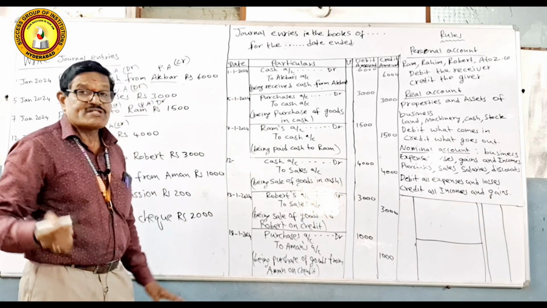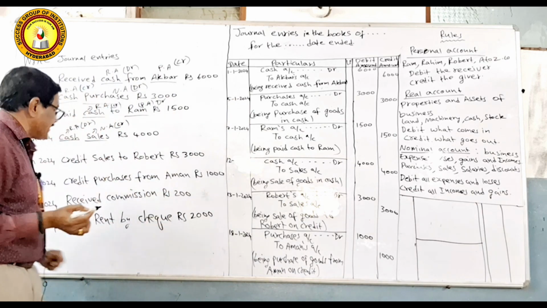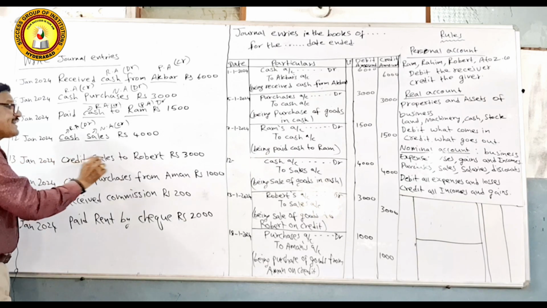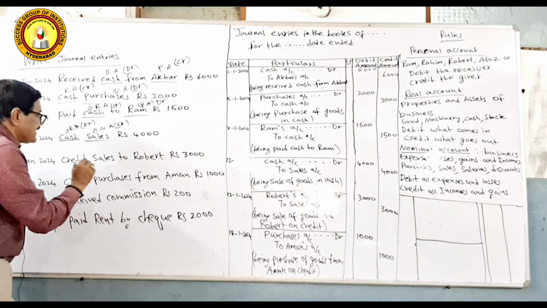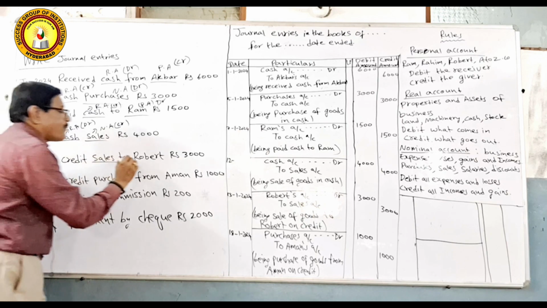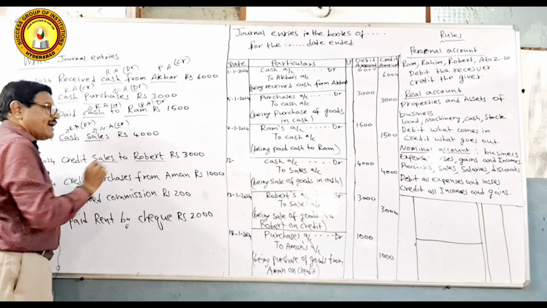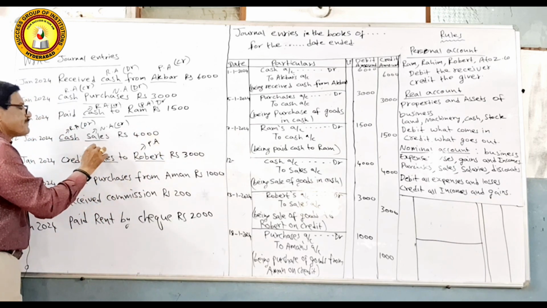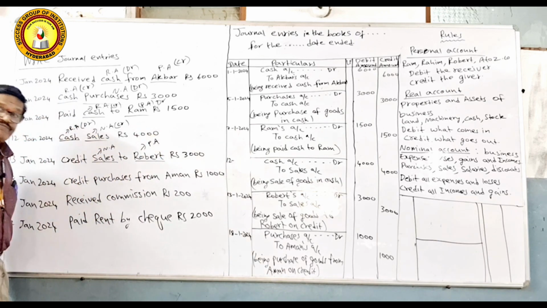You are making sales in cash. We can make sales on credit also, that we'll see later. Now, on 13th Jan 2024, credit sales to Robert. Here sales is one aspect, Robert is another aspect. When a name comes, it comes under personal account, and sales comes under nominal account.